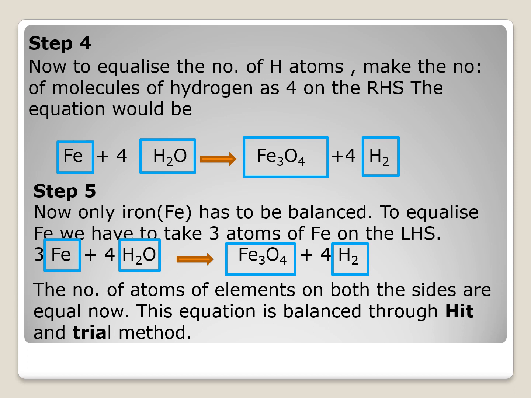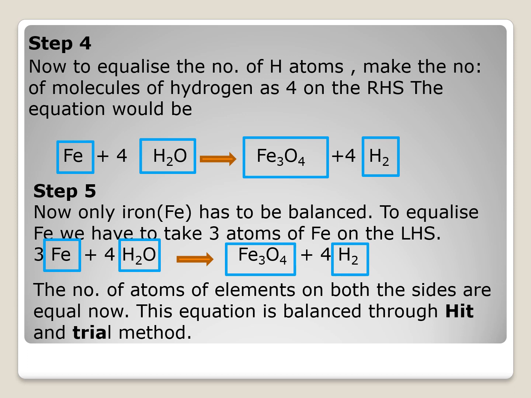Fourth step. Now to equalize the number of hydrogen atoms, make the number of molecules of hydrogen as 4 on right hand side of the equation. Then the equation becomes Fe plus 4H2O gives Fe3O4 plus 4H2.